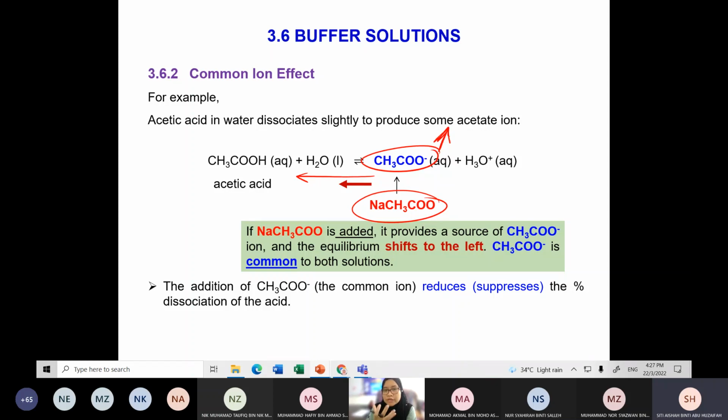Okay, in order to jadi buffer tu, kita akan letakkan the common ion. So dia produce buffer, but at the same time it suppresses the percentage of the acid dissociate.